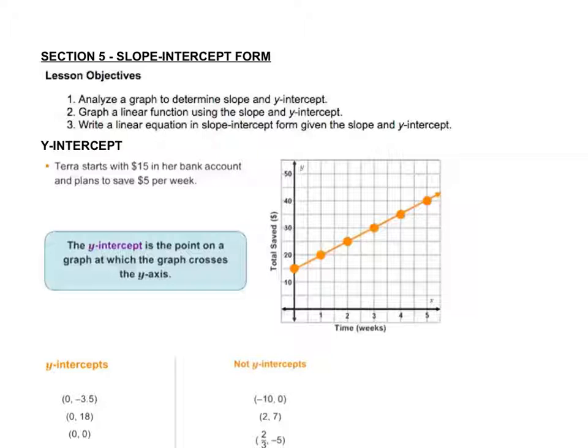So what we want to do is we want to be able to analyze a graph to determine the slope and the y-intercept. We want to be able to graph a linear function using the slope and y-intercept. And we want to be able to write a linear equation in slope-intercept form given the slope and y-intercept.